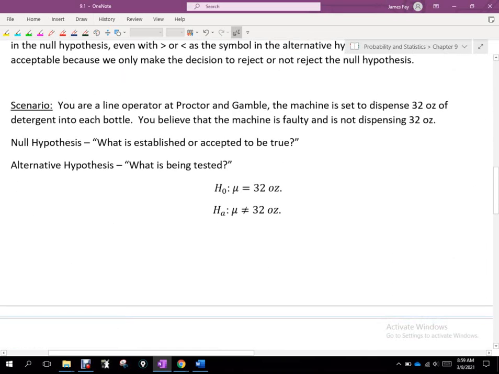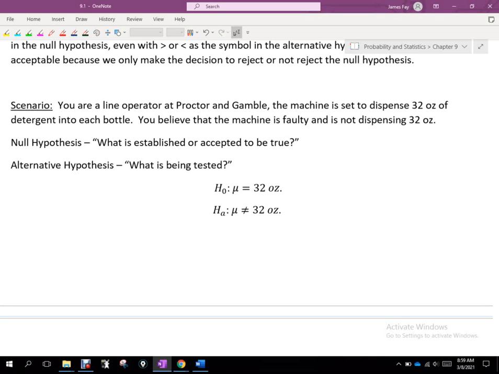So we got a scenario here. It says you are a line operator at Procter & Gamble. The machine is set to dispense 32 ounces of detergent into the bottle. You believe that the machine is faulty and is not dispensing 32 ounces. So what is the accepted, established mean for this scenario? 32 ounces. The machine is set to that. That is what we are assuming is going into each of these bottles.